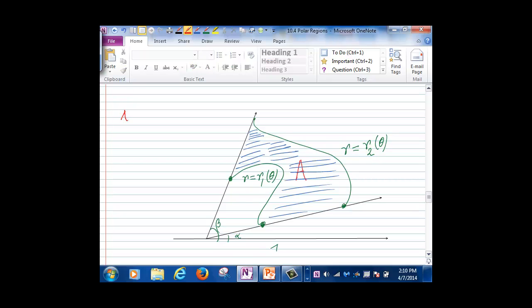Everybody is clear on the question now. Someone is saying R2 minus R1. Okay. So that's what I was looking for.